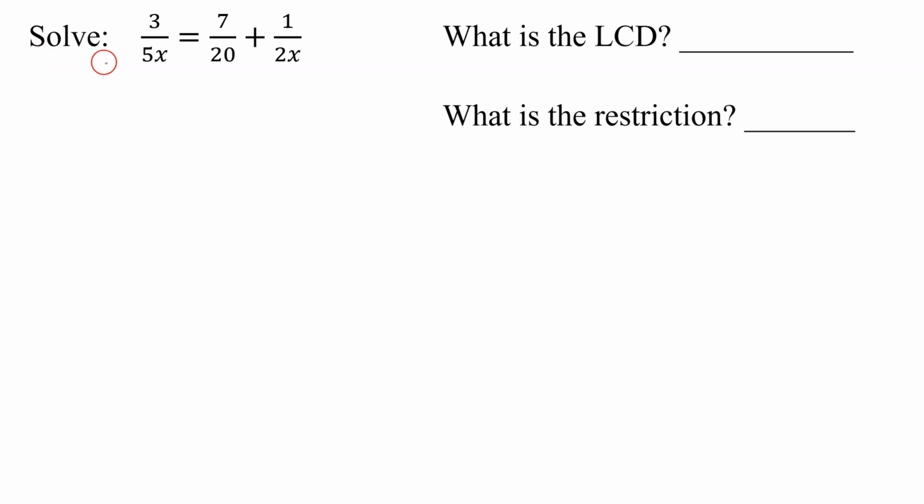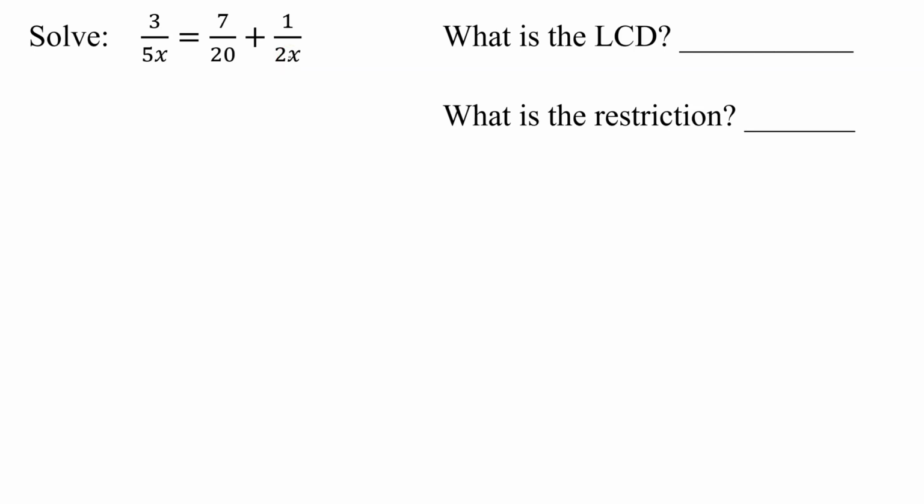In this example, I need to solve this problem right here. Well, what type of problem is it? It's an equation, and I have denominators in it, so it's a rational equation. And how do we solve rational equations? We're going to need to find the least common denominator, and then we multiply every single term by the least common denominator to get rid of our denominators.